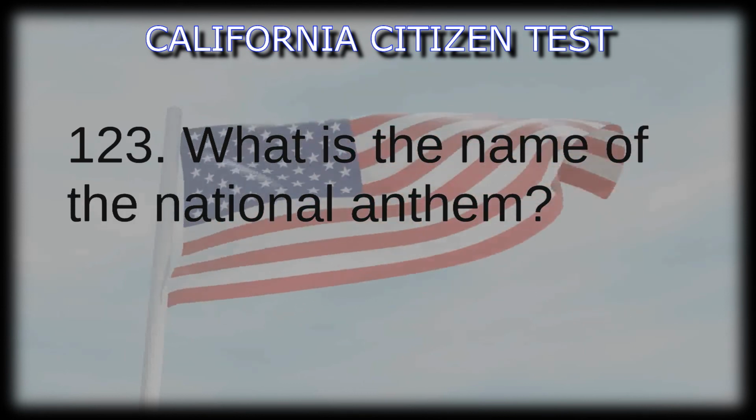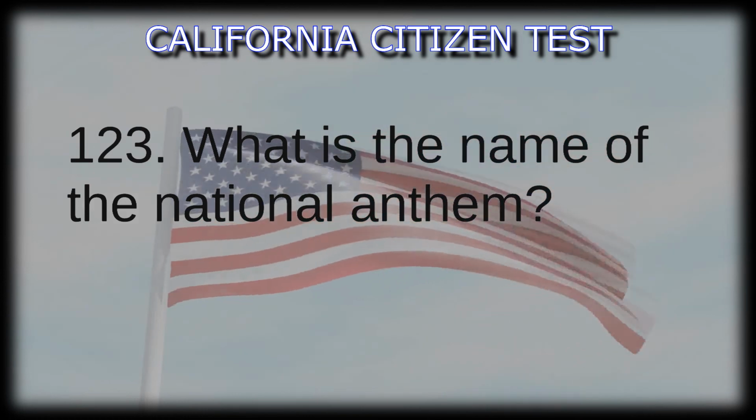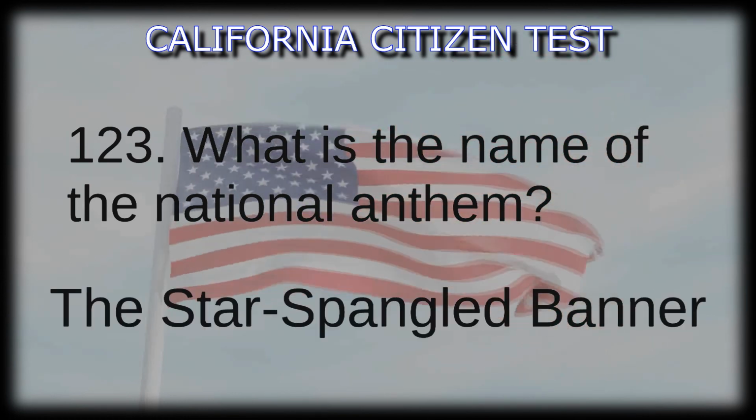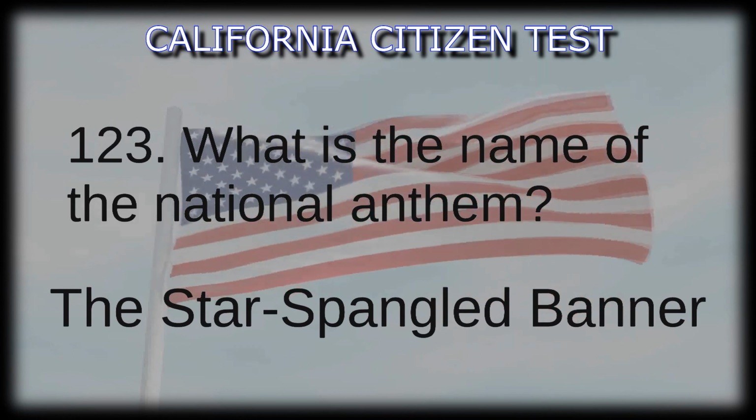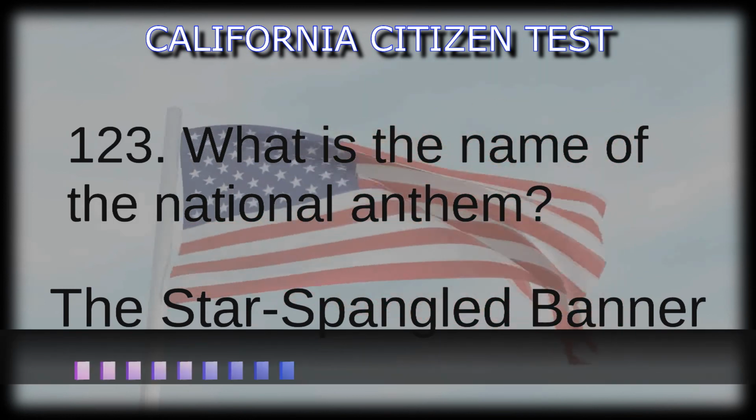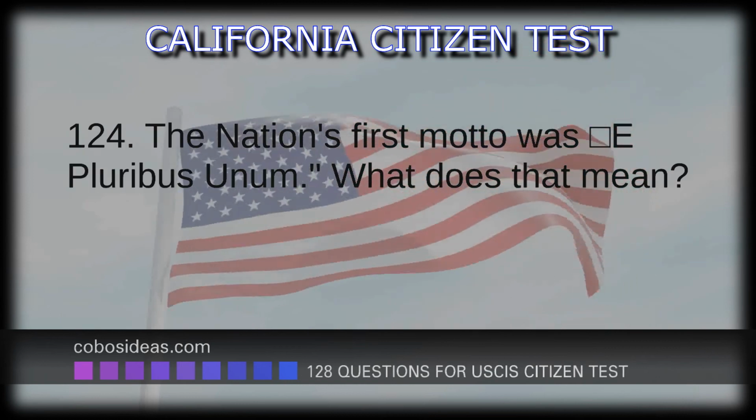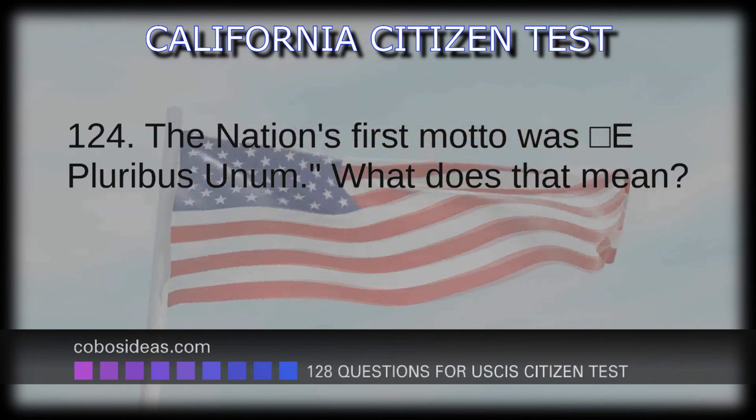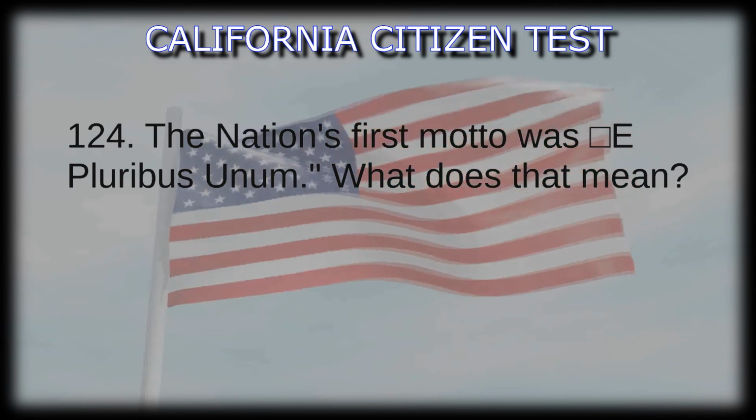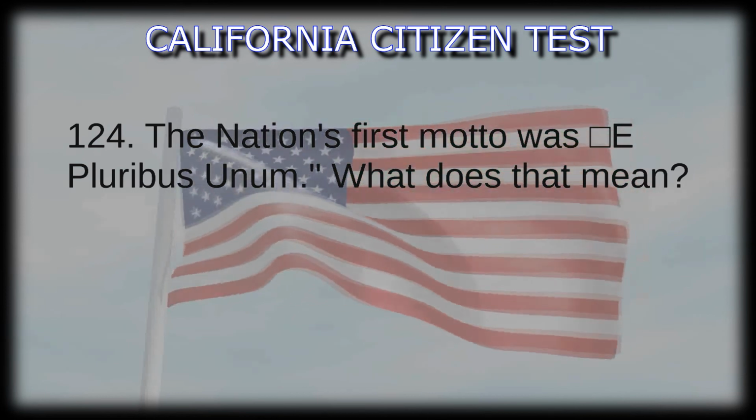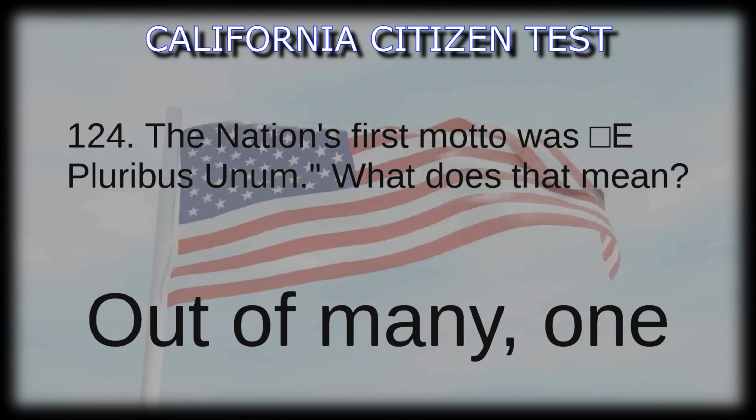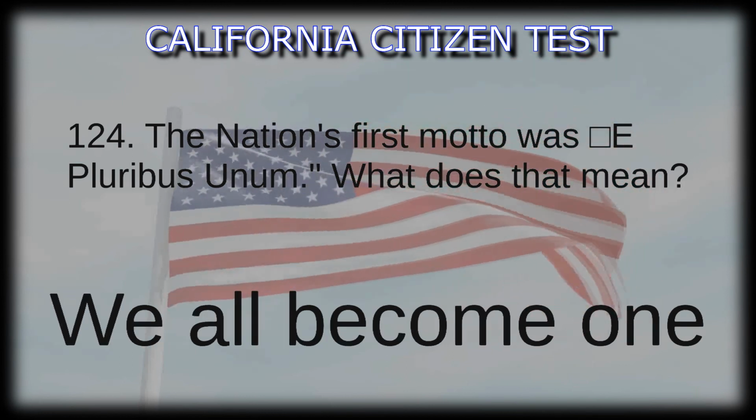123. What is the name of the national anthem? The Star-Spangled Banner. 124. The nation's first motto was, E pluribus unum. What does that mean? Out of many, one. We all become one.